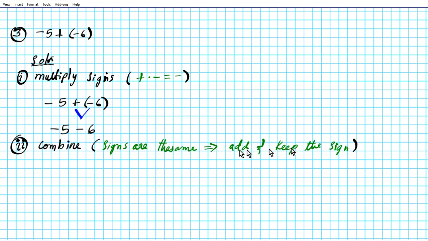Okay, so let's see. Minus 5, minus 6. Let's add the numbers here. 5 plus 6 is what? 5 plus 6 is 11. So minus 5 minus 6 is going to be negative 11, because the sign of these two numbers are negative. So final answer for problem 3 is negative 11.